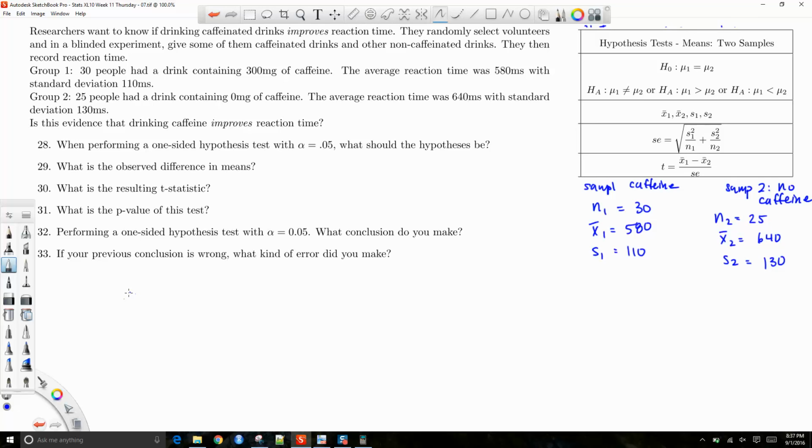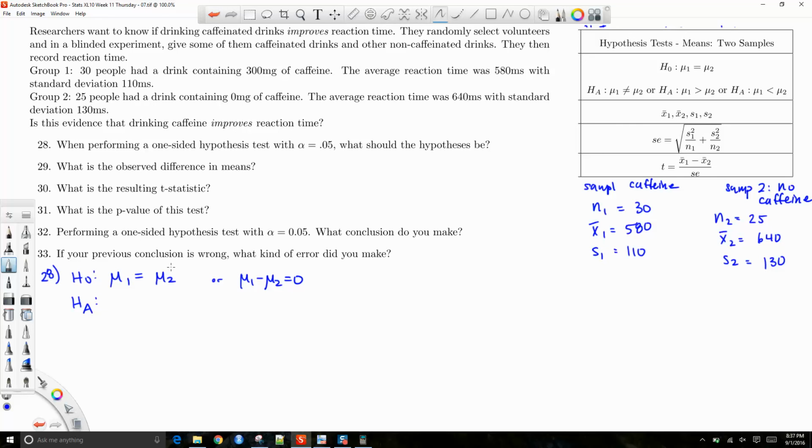Okay, let's see here. For 28, what would our hypotheses be? The null hypothesis is easy. It's that mu1 is equal to mu2, okay? Or we can also write mu1 minus mu2 equals 0. But isn't it asking for one side? That's the null hypothesis, okay? The null hypothesis always has an equal.